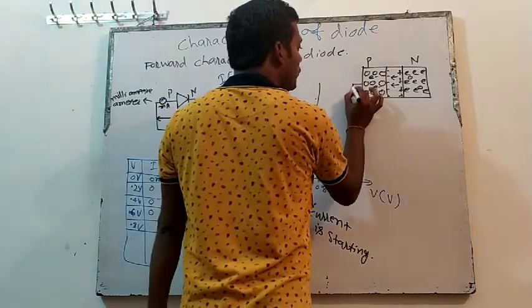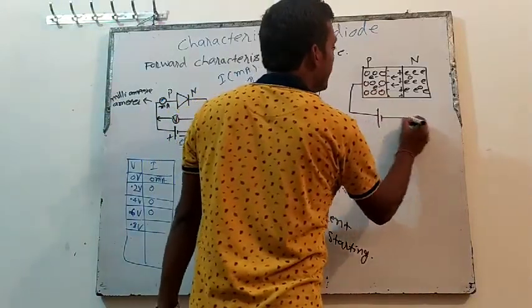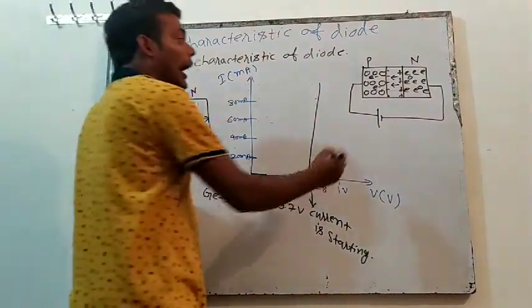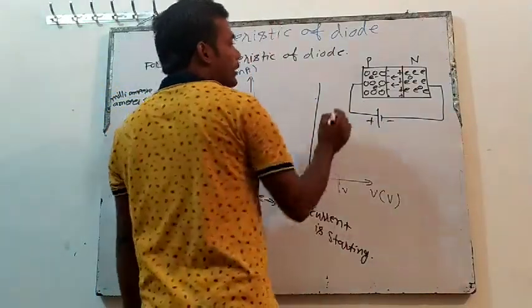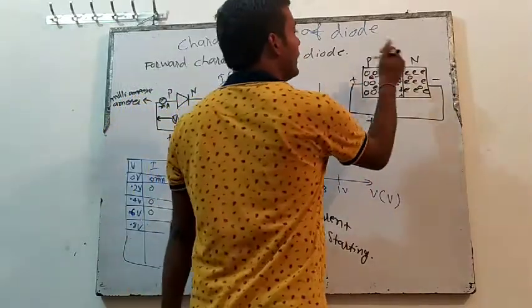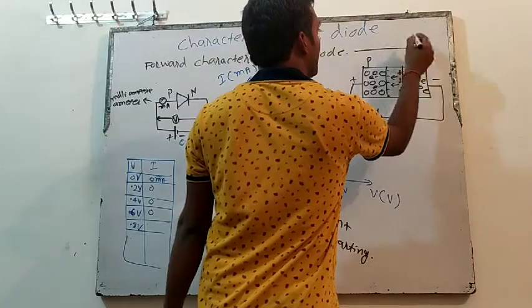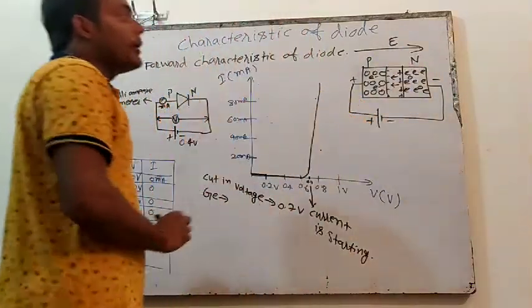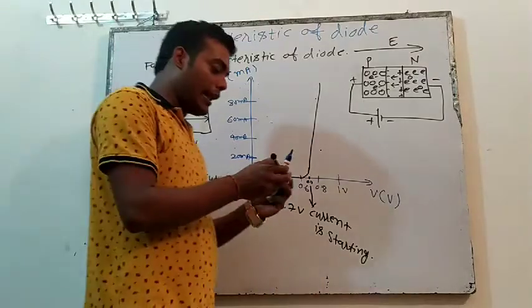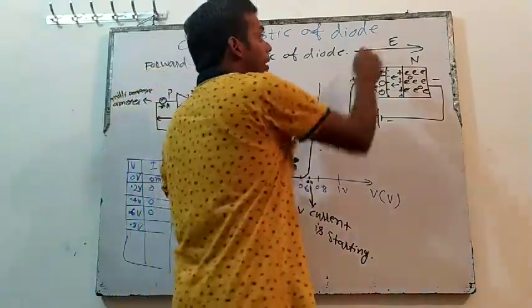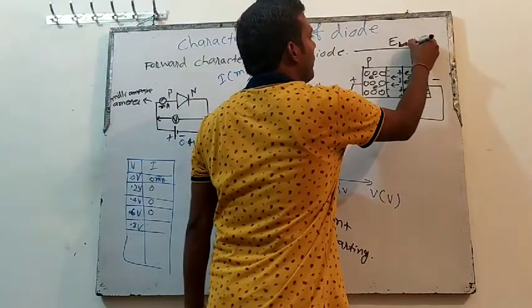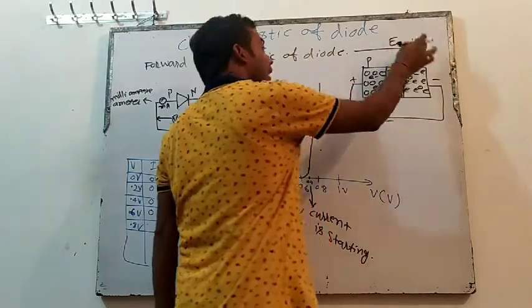But now what will I do? I will do the biasing. Because of biasing, I am applying positive here, negative here. So here will be positive, here will be negative. Due to this positive and negative, an external electric field is applied. This electric field is generated due to the battery.